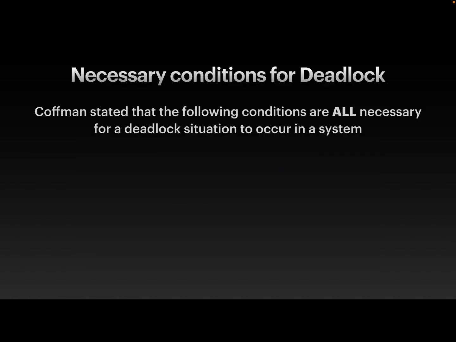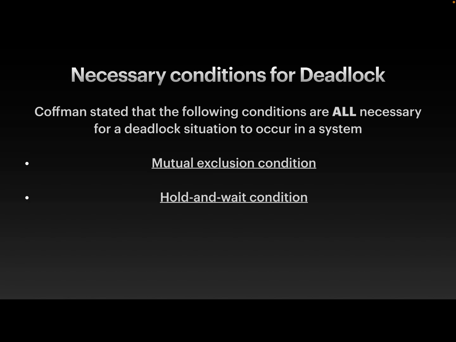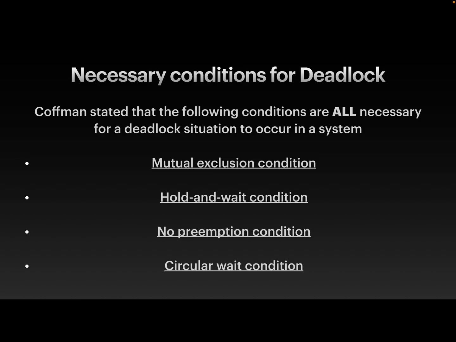Now let's talk about the necessary conditions for deadlock. Kaufman stated that the following conditions are all necessary for a deadlock situation to occur in a system. They are mutual exclusion condition, hold and wait condition, no preemption condition, and circular wait condition.